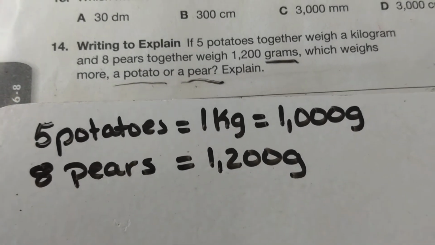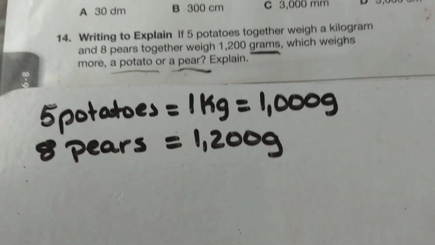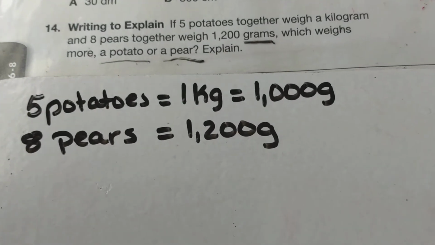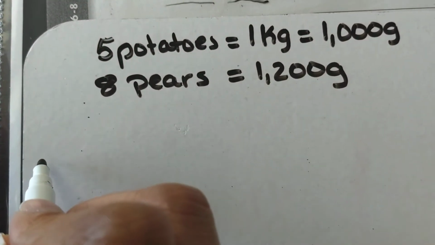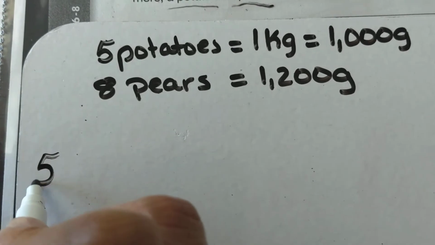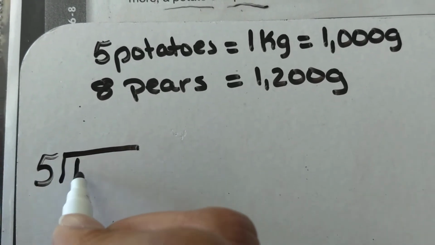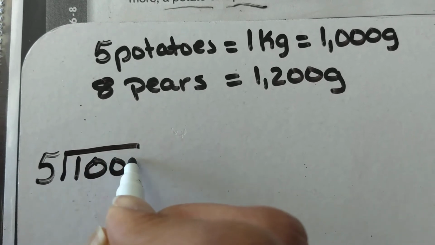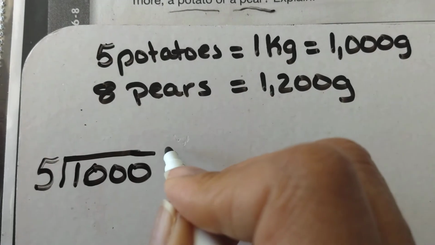If you're thinking long division, you're correct. That's one way of doing it. That's the way we're going to do it today. We're going to look at long division. We're going to look at potatoes first. Okay? We're going to actually divide. We're going to divide 5 into 1,000. Okay? For the potatoes.